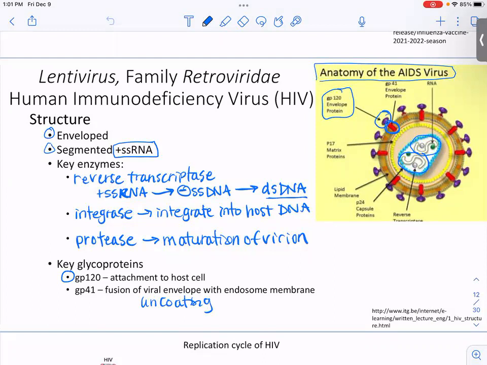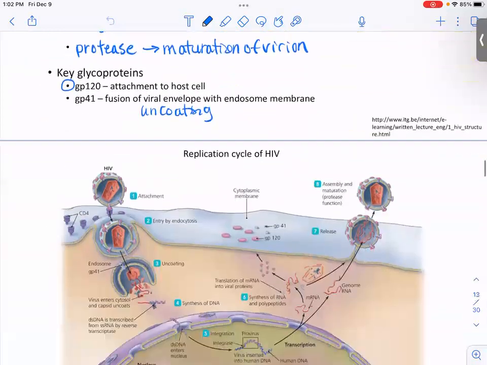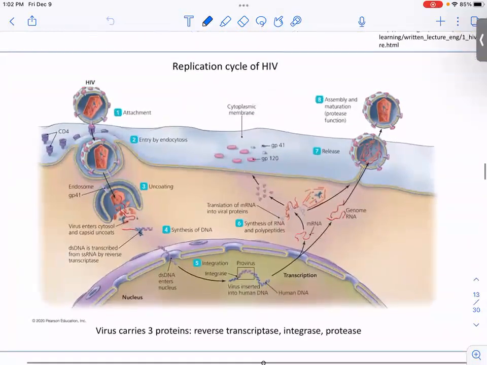Last time we looked at the structure of the HIV, and it's important as we think about how the life cycle of the virion works in a minute. Some key things about the structure of that virus: the three enzymes, the three proteins that it brings with it, they're all enzymes: reverse transcriptase, integrase, and protease. And then some key spikes on the outside of the virus, the GP120 and the GP41. So let's see how those all come into play when the virion is infecting a cell.